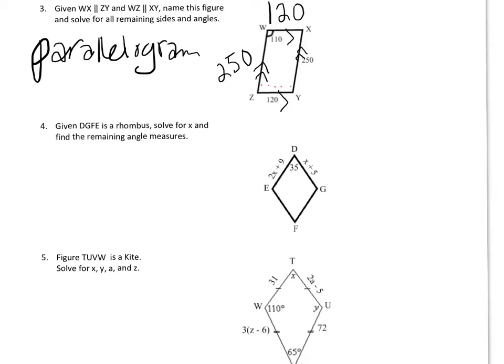Same kind of thing goes with angle measures. Their opposite angles are equal. So since that upper left is 110, I know this bottom right is also 110.